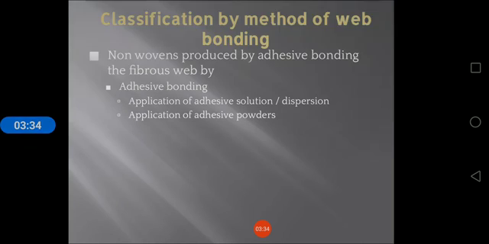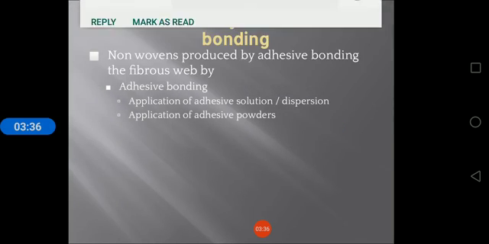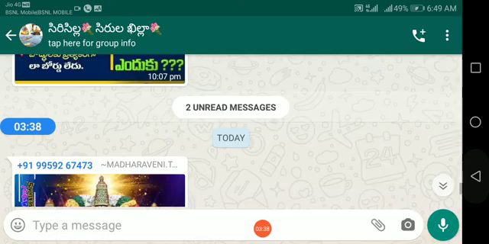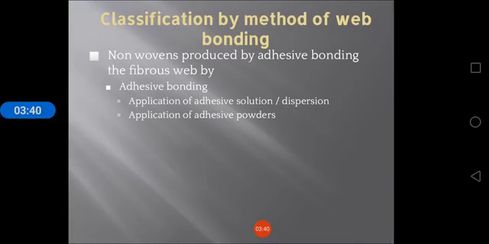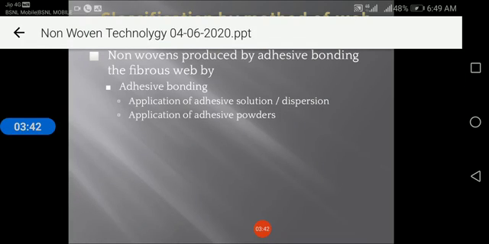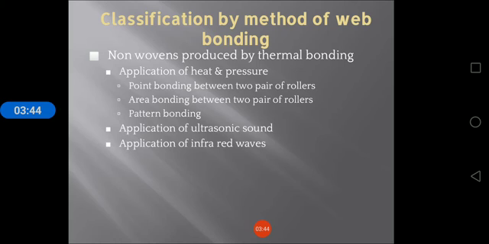Classification by method of web bonding. Nanowinds produced by thermal bonding: application of heat and pressure, point bonding between two pair of rollers, area bonding between two pair of rollers, pattern bonding, application of ultrasonic bonding, and application of infrared waves.